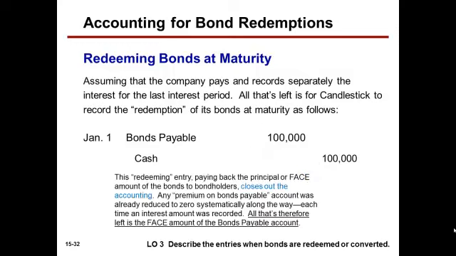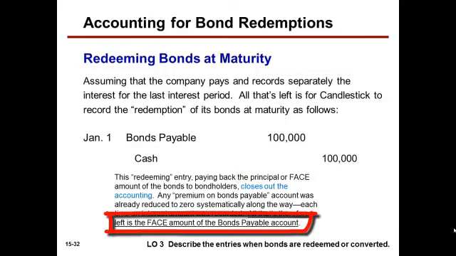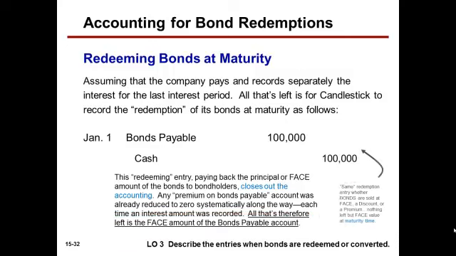This redeeming entry, this paying back the principal or face value, closes out our accounting. Any premium on bonds payable account was already reduced to zero systematically along the way, each time an interest amount was recorded. And again, all that's left is the face amount in the bonds payable account. You will recognize that this redeeming entry is the same redeeming entry we made when the bonds were issued as in a discount mode. That's because only the bonds payable is left, the face value is left. The redeeming entry is always the same, irrespective of the selling price of the bonds originally.